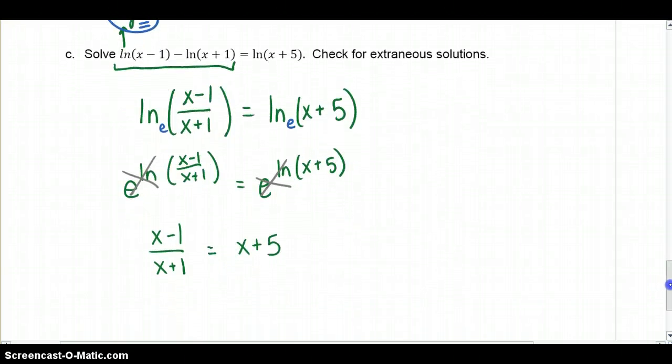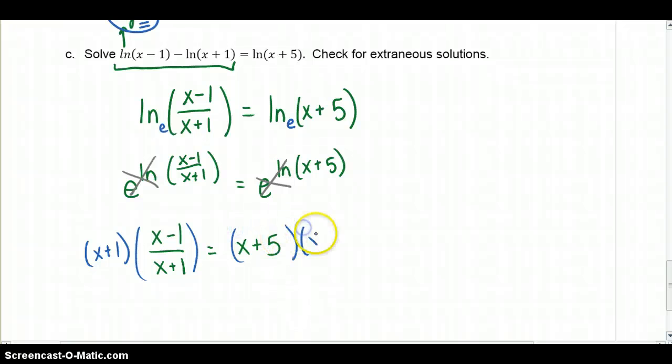Alright, now this is going to turn into a quadratic also. You're going to have to multiply both sides by that x plus 1. So feel free to try and finish this problem off. Otherwise, we'll finish it in class together.